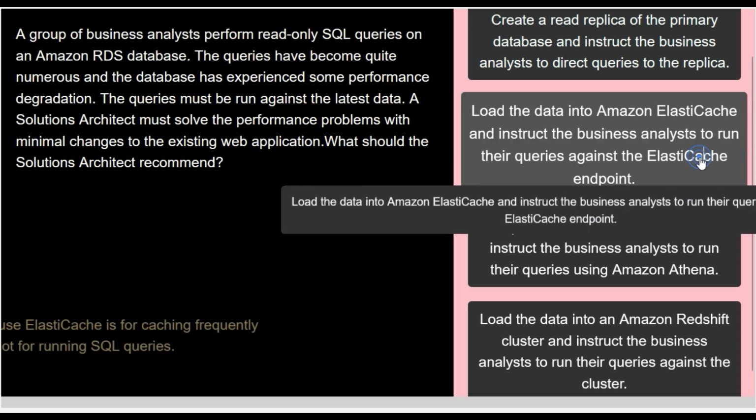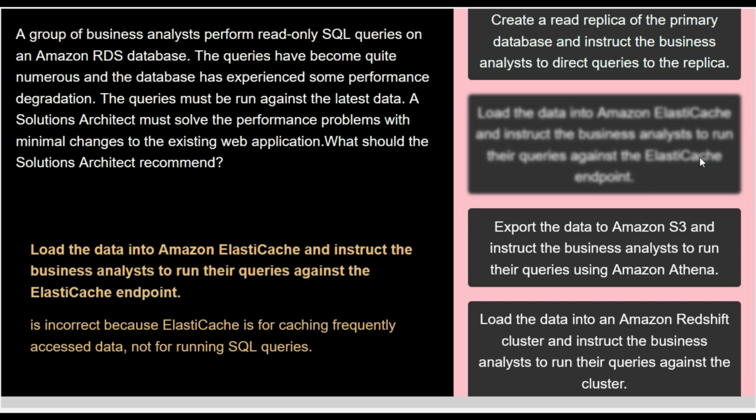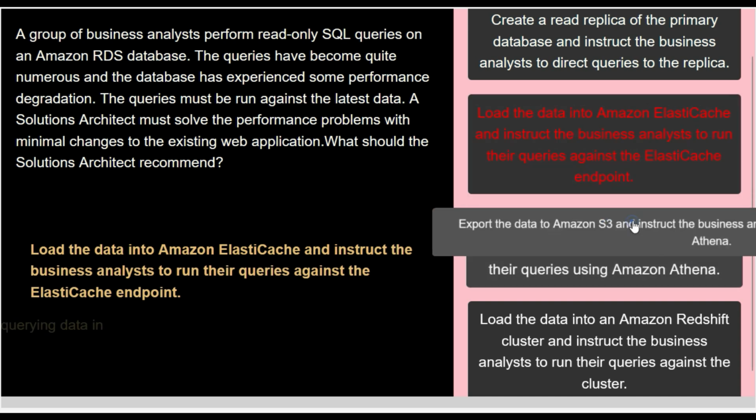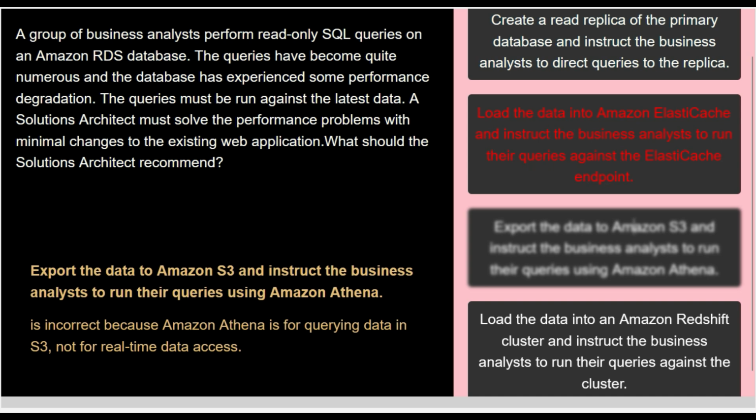Option 2: load the data into Amazon ElastiCache and instruct the business analysts to run their queries against the ElastiCache endpoint. This option is incorrect because ElastiCache is only for caching frequently accessed data, not for running SQL queries. This is why option 2 is the wrong answer. Option 3: export the data to Amazon S3 and instruct the business analysts to run their queries using Amazon Athena. Also incorrect because Amazon Athena is for querying data in S3, not for real-time data access. So option 3 is also the wrong answer.